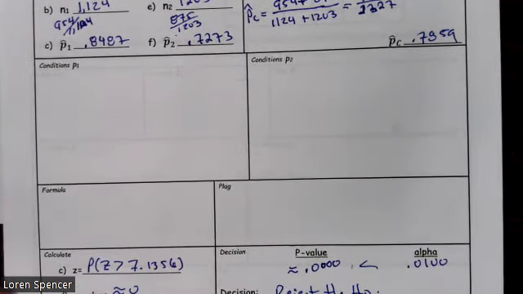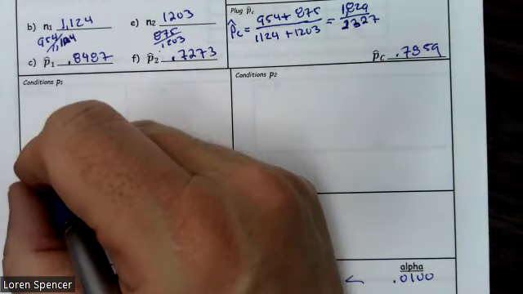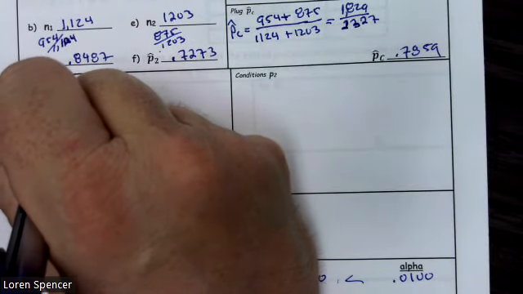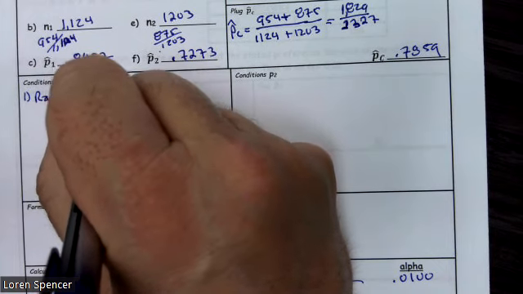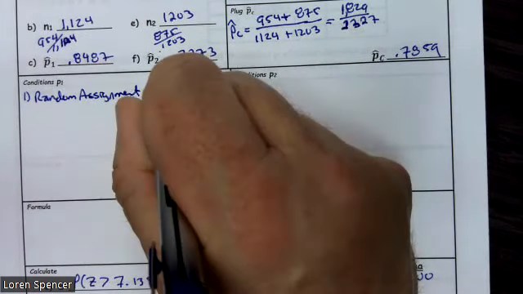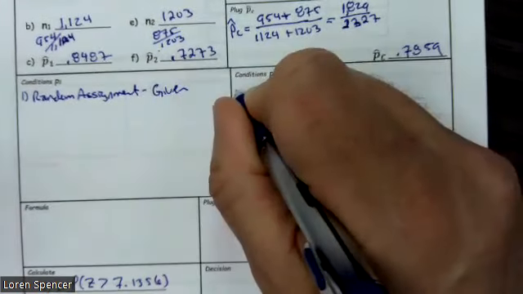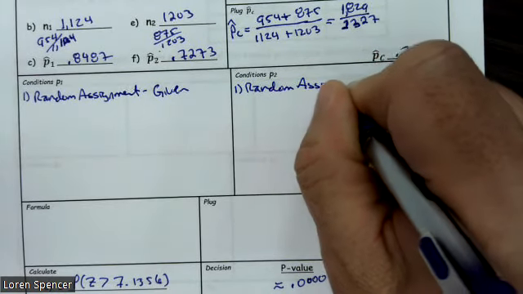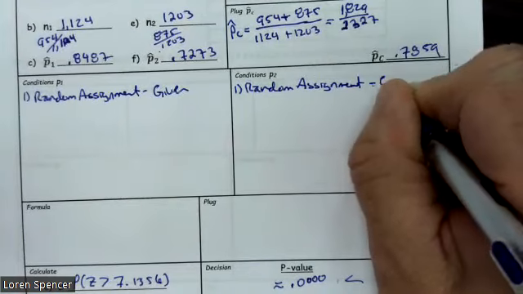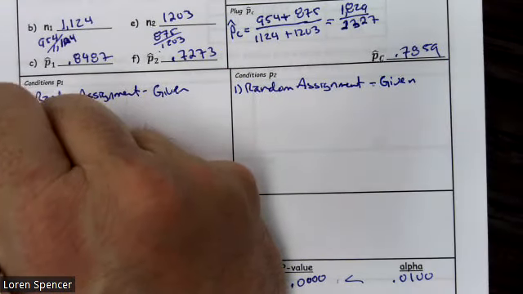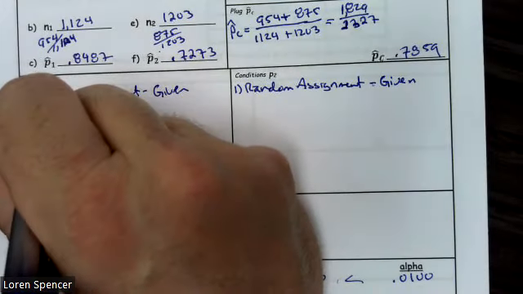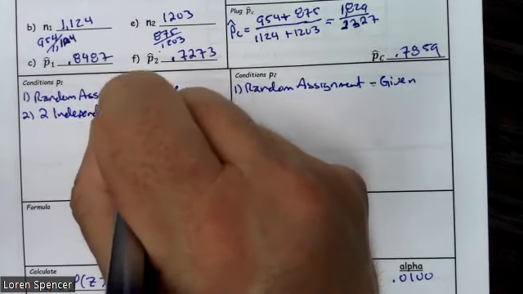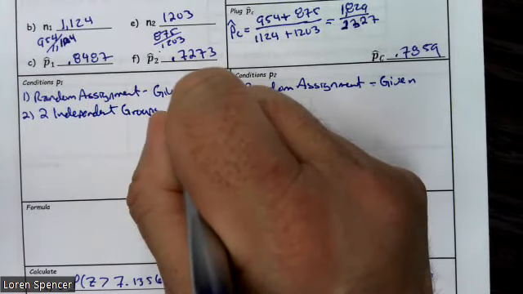All right. So let's do our conditions. Condition number 1 is random assignment. And that was given. Over here, we have random assignment. And that was also given. And if you want to say what the size of the sample is, that's fine. We have 2 independent groups. And that was given.